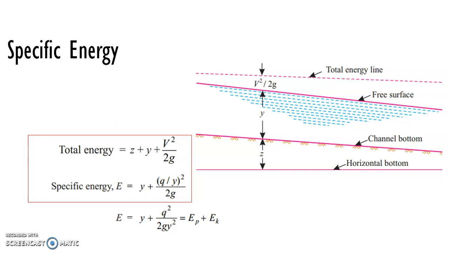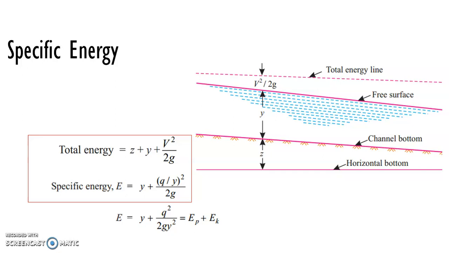Now, the total energy of flow per unit weight of a liquid is given by the well-known Bernoulli's equation. Total energy is Z plus Y plus V square by 2G, where Z is the elevation of the channel bottom above the horizontal datum, Y is the depth of flow, and V is the average velocity of flow. The same thing is exemplified in this diagram, whereas specific energy is defined as the energy per unit weight of flowing liquid above the channel bottom.